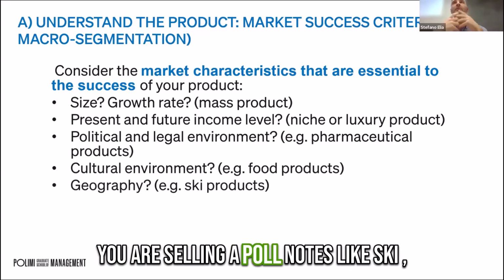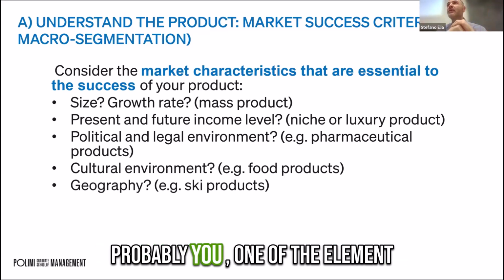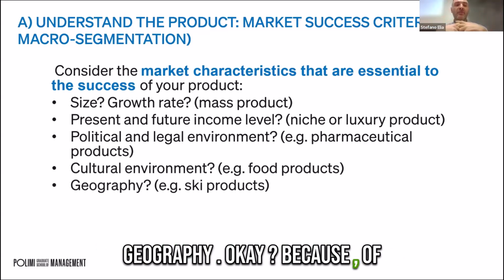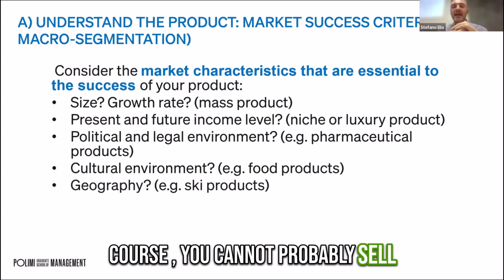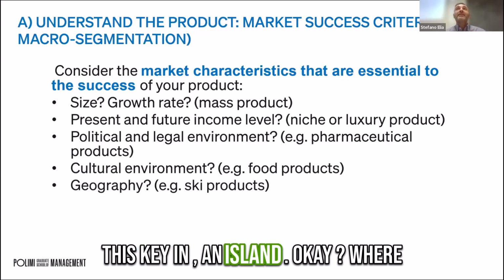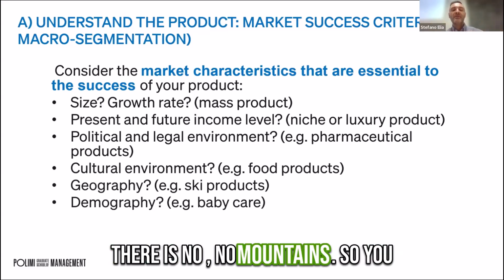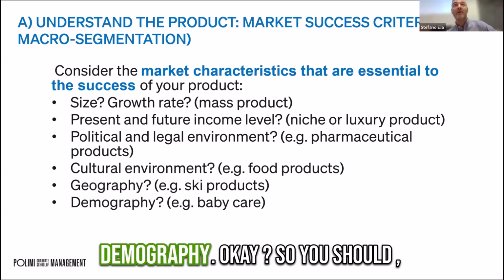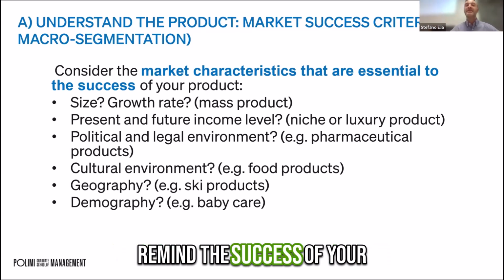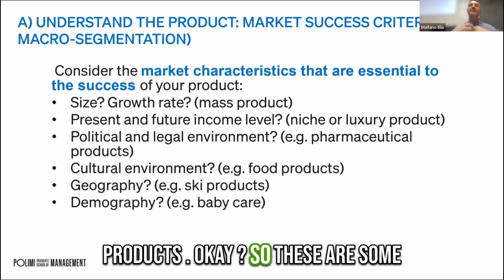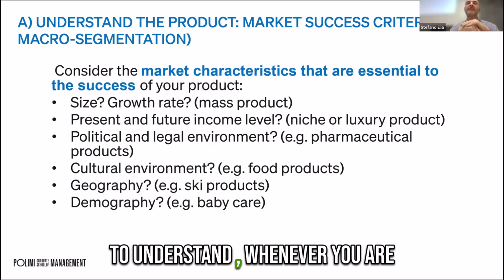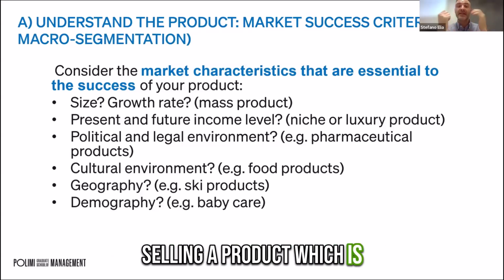If you are selling products like skis, probably one of the elements that you should take into account is geography, because of course you cannot sell skis on an island where there are no mountains. If you are selling a product like baby care, you need to look at the demography. So this is one of the elements that determine the success of your products. Okay, so these are some of the elements that you should try to understand whenever you are selling a product which is successful.